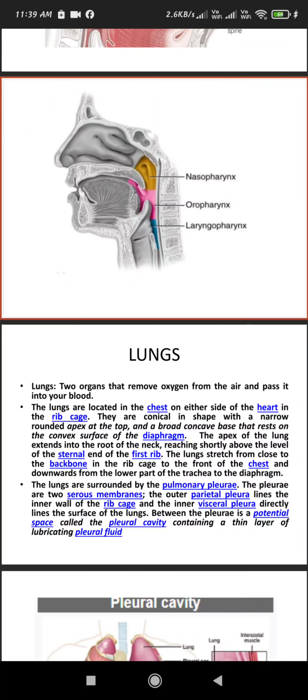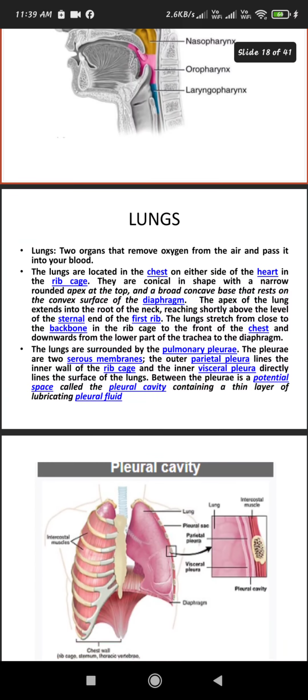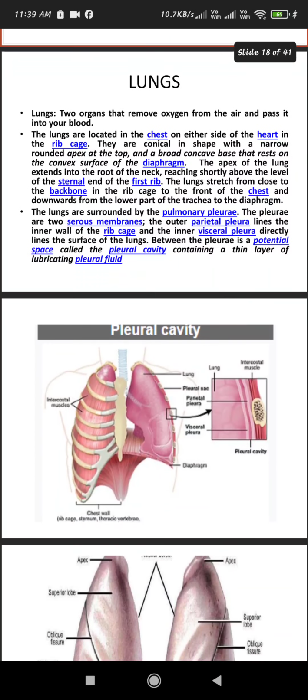The next we are going to study is lungs. Lungs are the main organ of respiration. These are the two organs that take in oxygen from the air and pass it into your blood. Now these lungs are located in the chest on either side of the heart, and the lungs are protected by the rib cage. They are conical in shape with a narrow rounded apex at the top and a broad base. Below these lungs there is a muscle called the diaphragm.